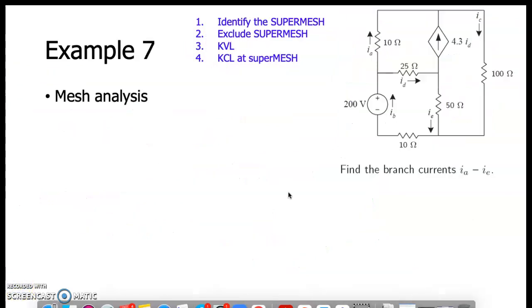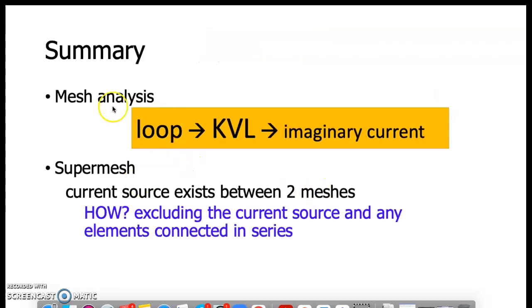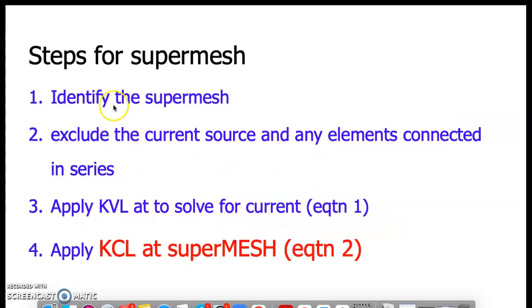Okay, so for examples 7 and 8, we will go through them in the class together. And as the summary, how you solve for mesh analysis: loop, KVL, imaginary current. How you look at the Supermesh: if there is a current between 2 meshes, you need to exclude it and use the KVL in between. And what are the steps? Identify first the Supermesh. Exclude the current source or any elements connected in series. Apply KVL by excluding the Supermesh. And the last equation is apply KCL at the Supermesh.